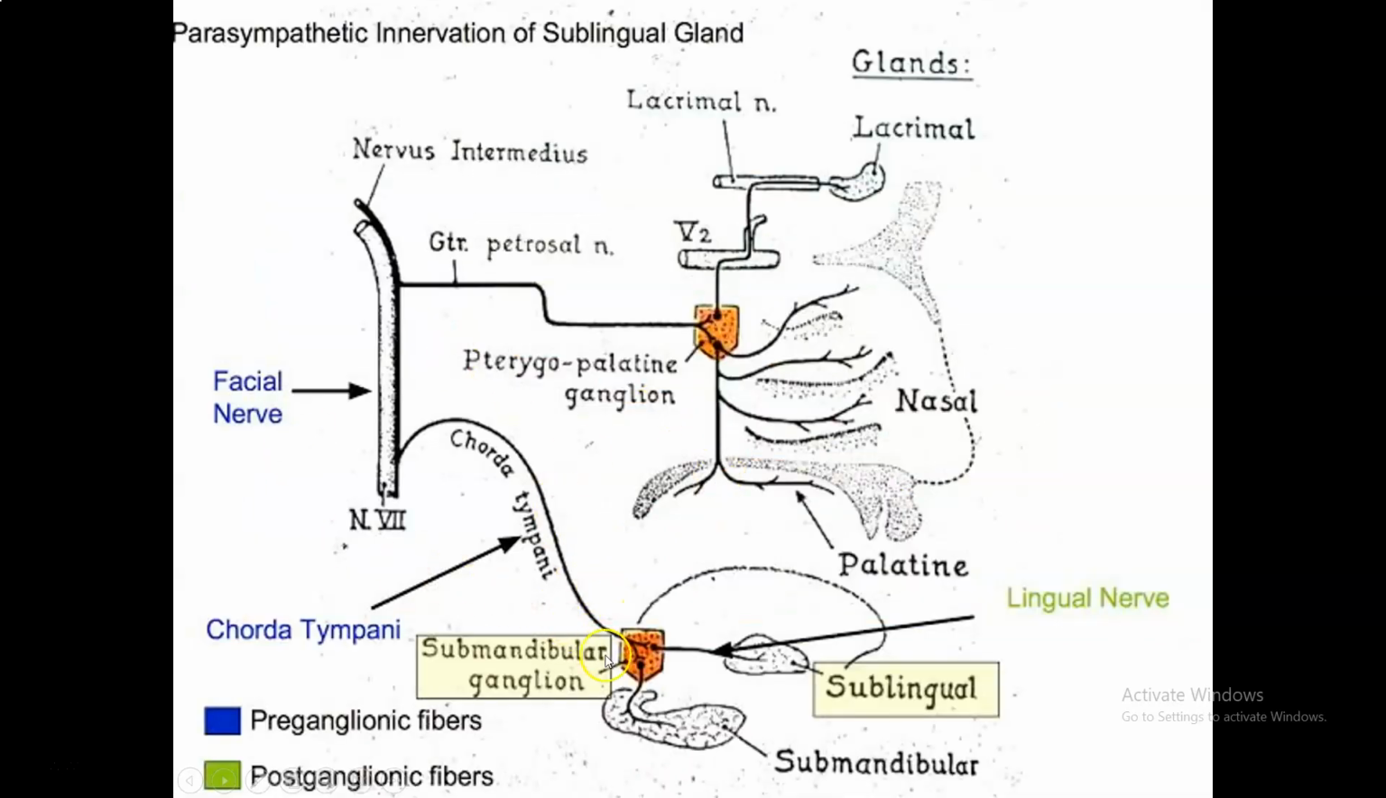This is the parasympathetic innervation of the sublingual gland. We said also that this is the greater superficial petrosal, sphenopalatine, lacrimal. Also the chorda tympani of the facial, relaying in the submandibular ganglion and supplying the sublingual and submandibular salivary glands by joining the lingual nerve.